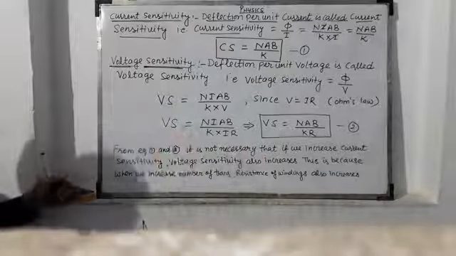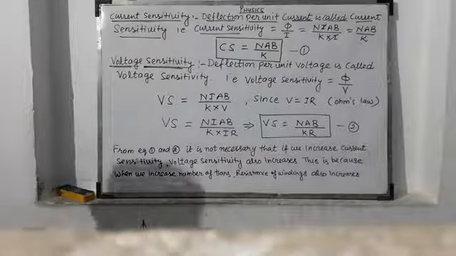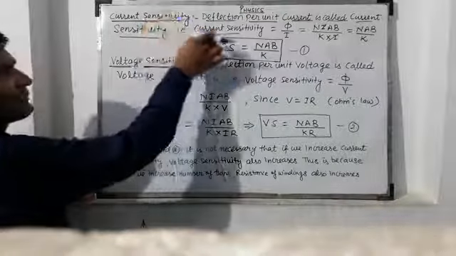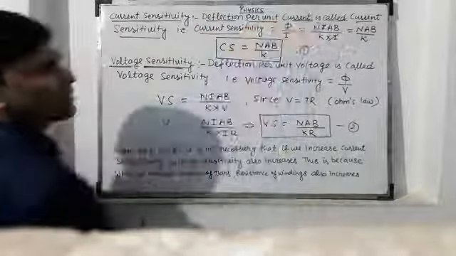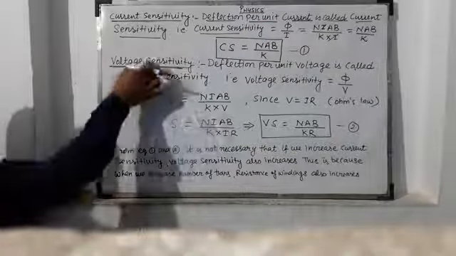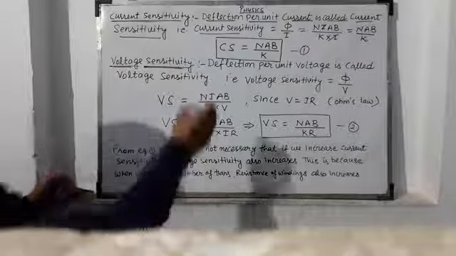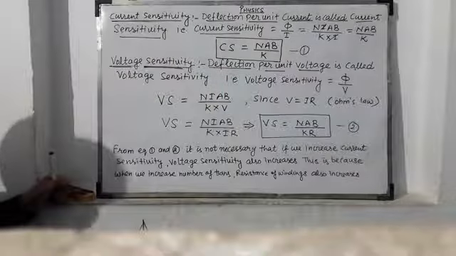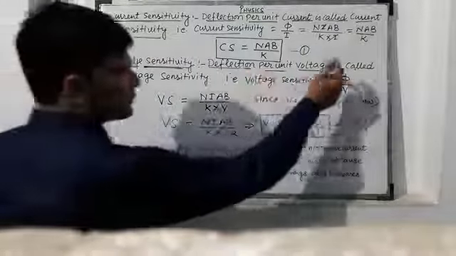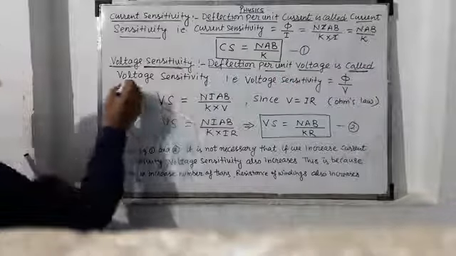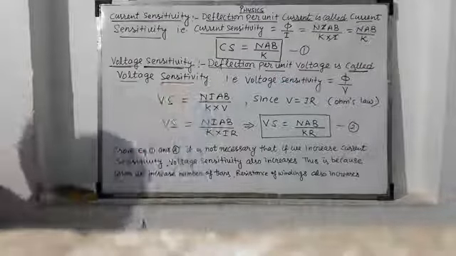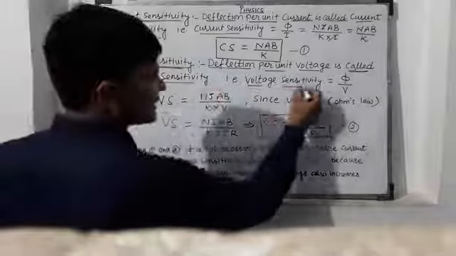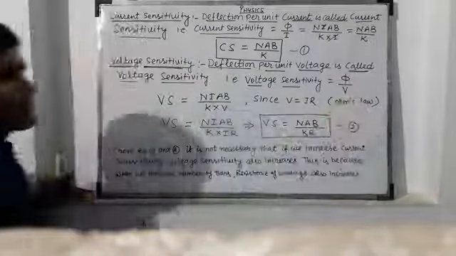Voltage sensitivity. As current sensitivity is the deflection per unit current, similarly, voltage sensitivity is deflection per unit voltage. Deflection per unit voltage is called voltage sensitivity. That is, voltage sensitivity is equal to deflection upon voltage.